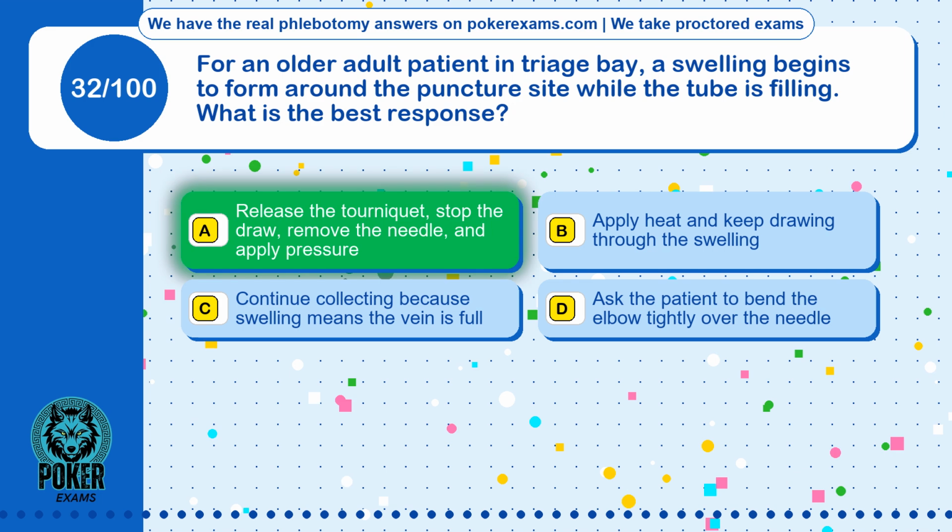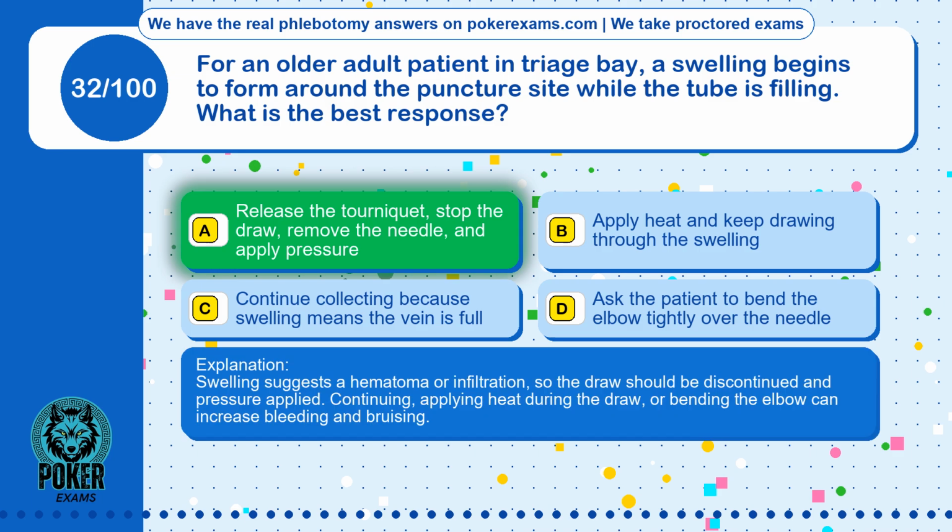The correct answer is option A. Release the tourniquet, stop the draw, remove the needle, and apply pressure. Swelling suggests a hematoma or infiltration, so the draw should be discontinued and pressure applied. Continuing, applying heat during the draw, or bending the elbow can increase bleeding and bruising.